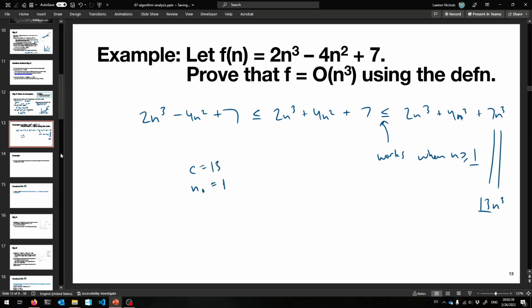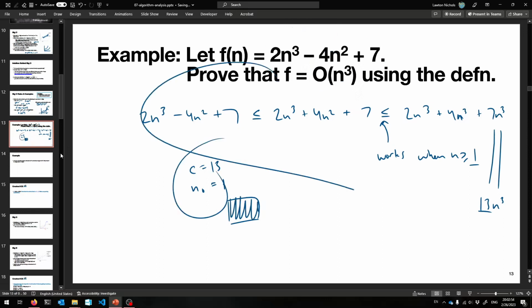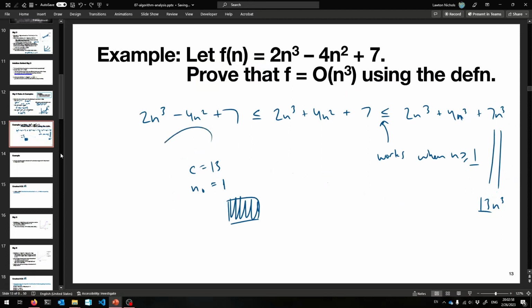We found our constant, we found our n naught, and this is just n cubed. Put that out in front, that's our g, and that QED proves that this function is big O of n cubed. We found a way to bound it. We found that these constants work, and we've proven that, right? This chain of inequalities proves that these particular values work, according to the definition of big O. Okay? I hope that makes some sense.